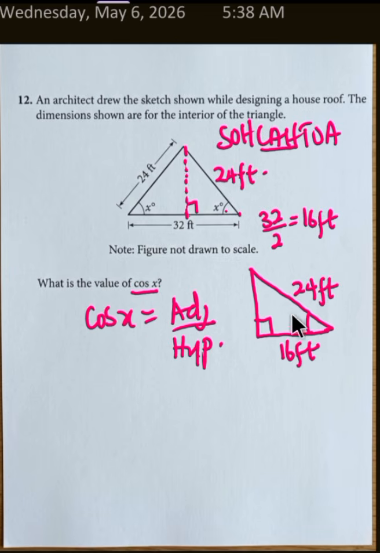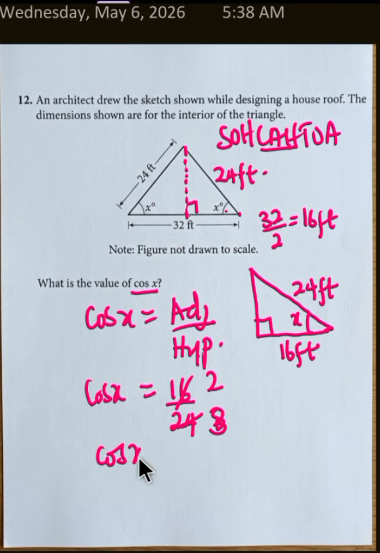And the question says we should look for cos S. Since we have cos as adjacent over hypotenuse, where's the adjacent? This is the adjacent, which is 16. And the hypotenuse is 24. So I'll have 16 over 24. We have to reduce this: 8 into 16 is 2, 8 into 24 is 3. So cos X is equal to 2 over 3. I hope you understand. Thank you for watching.